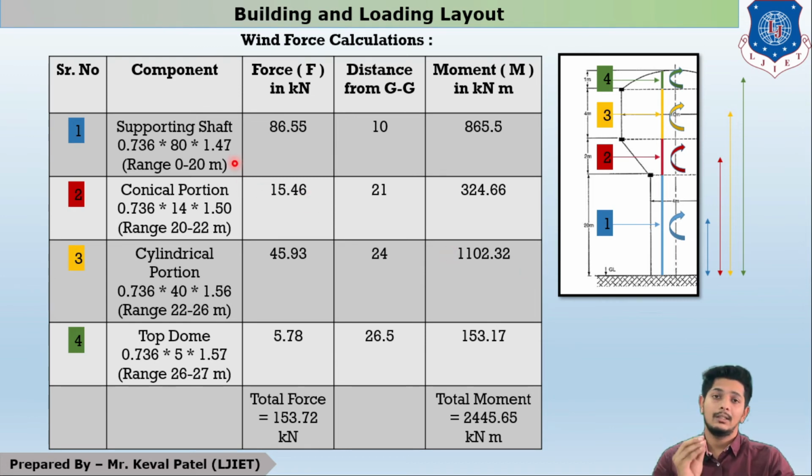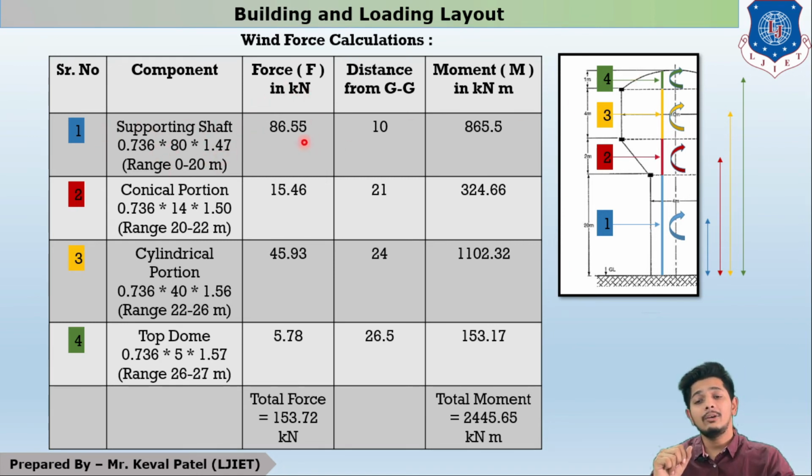Let us see what the components are and what their ranges are. So the supporting shaft is from 0 to 20 meter. Conical portion is in the range of 20 to 22 meter from ground. Cylindrical portion is in the range of 22 to 26 meter, and top dome is 26 to 27 meter. It is quite clear.